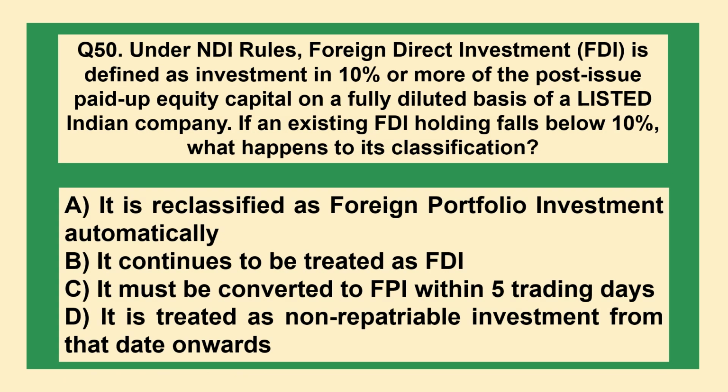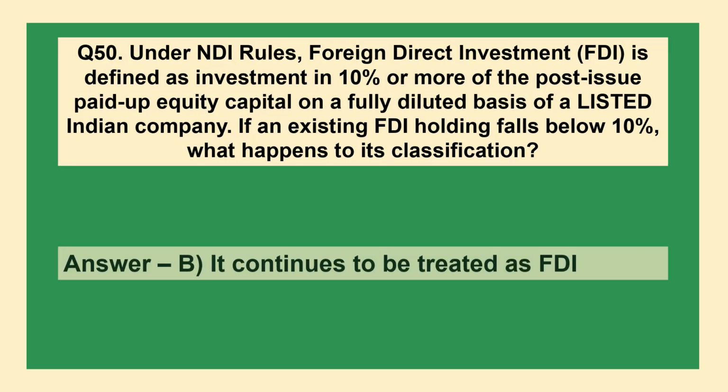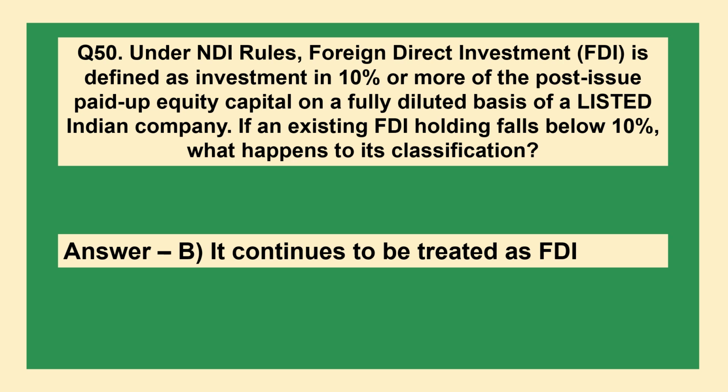Under the NDI rules, foreign direct investment (FDI) is defined as investment in 10% or more of the post-issue paid-up equity capital on a fully diluted basis of a listed Indian company. If an existing FDI holding falls below 10%, what happens to its classification? A. It is reclassified as foreign portfolio investment automatically. B. It continues to be treated as FDI. C. It must be converted to FPI within 5 trading days. D. It is treated as non-repatriable investment from that date onwards. The answer is option B. It continues to be treated as FDI.